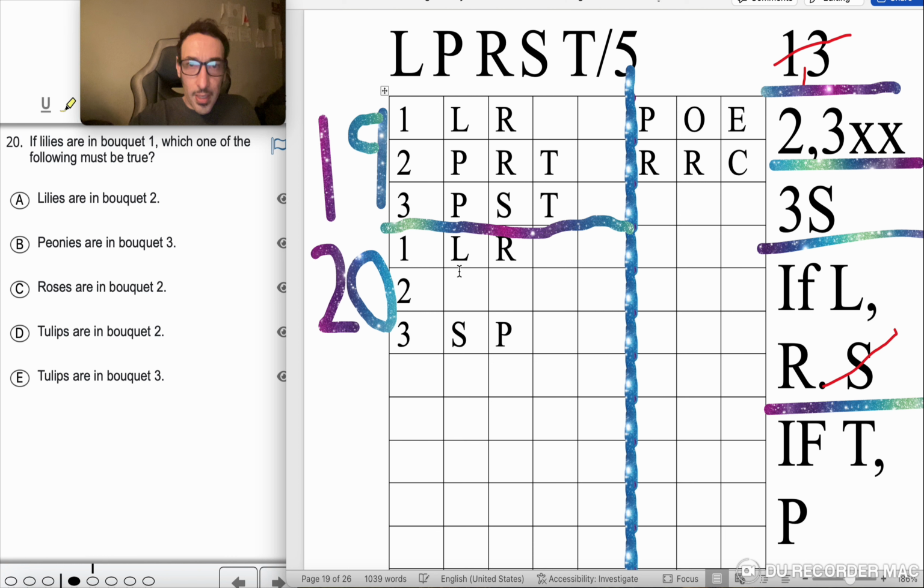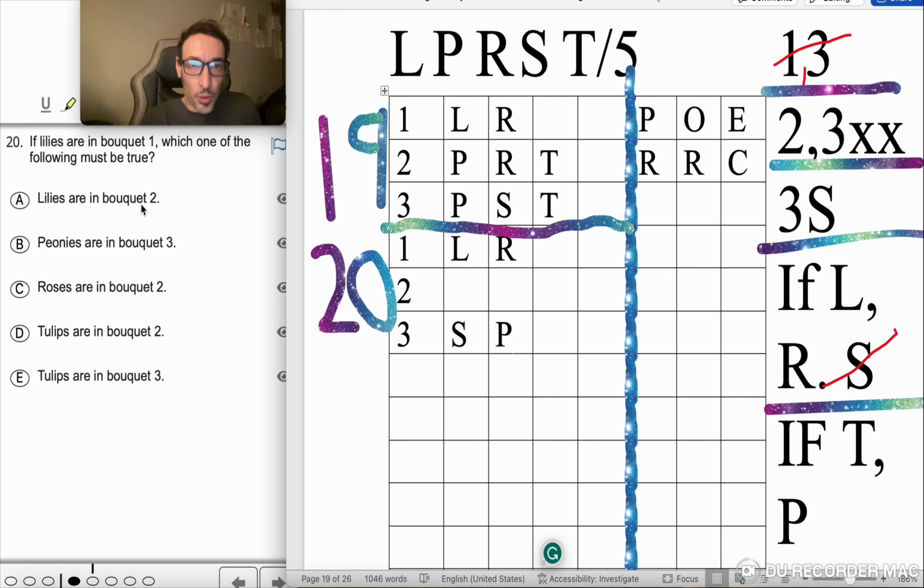So right now we see that L is in the first position and R is also in the first one as well, because if you see L, then you see R. Now with that in mind, 3 puts S in the third position. And with 1 and 3, they cannot have stuff in common. So this is already set up enough where we can go ahead and answer these questions.